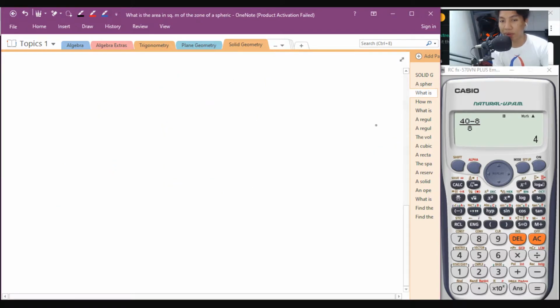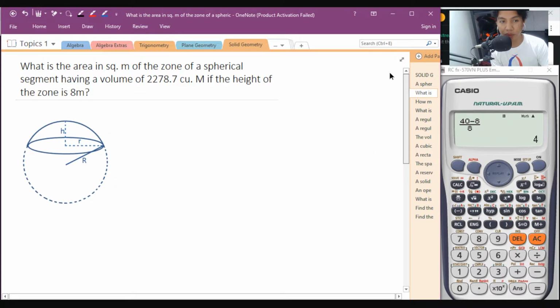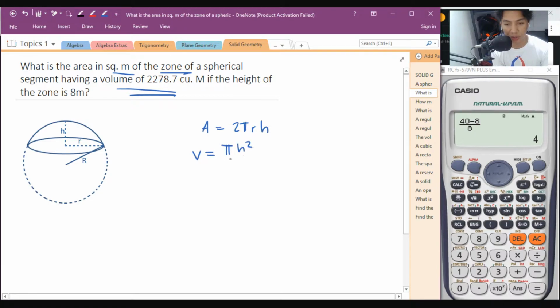How about problem number 2? Let's check. What is the area in square meters of the zone of a spherical segment having a volume of 2,278.7 cubic meters if the height of the zone is 8 meters? Oh, problema natin, wala pa tayong nasosolve dyan kahit ano. So, ano bang area ng zone mo? The area of the zone is 2 pi RH. How about the volume of the segment? The volume of the segment, pi h squared over 3 multiplied to 3r minus h.